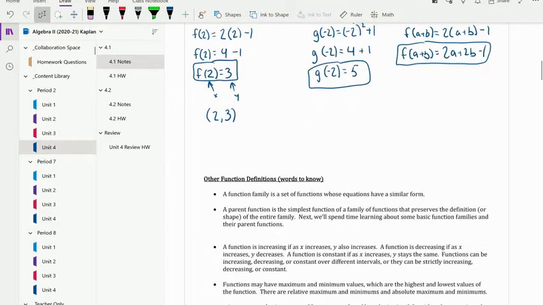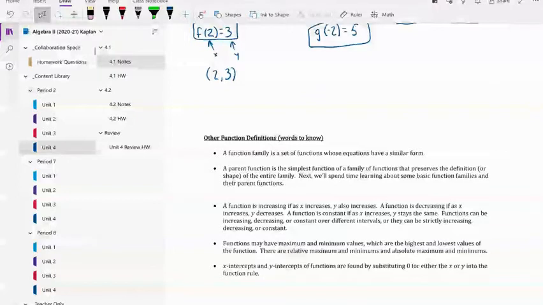Okay, so now we're getting to the point where we get to why these notes are so long, okay? So let's read through this real quick. It says a function family is a set of functions whose equations have a similar form. So for example, you'll see a bunch of examples here in a second, but linear functions, right? All linear functions have a graph that comes out as a line. Now those lines can look slightly different, but at the end of the day, they all create a line, okay? A parent function is the simplest function of a family of functions that preserves the definition or shape of the entire family. So it's the most basic form of that graph that you can get. We're going to spend some time learning about the basic function families and their parent functions.